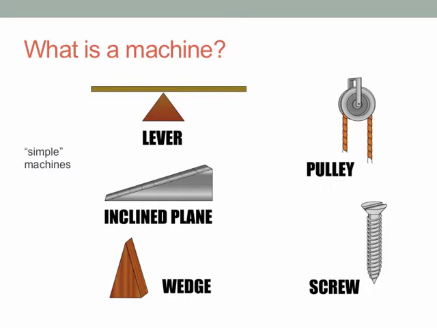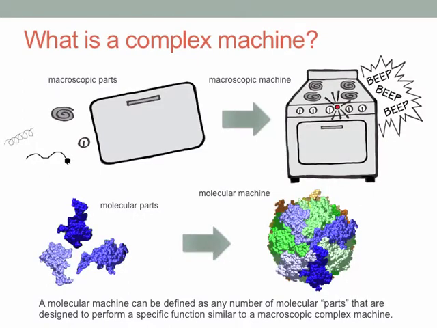Okay, so those are simple machines, and we use simple machines all the time. But another category of machines are complex machines. A complex machine is an assemblage of different parts, many different parts, that are designed to perform a particular function. So an oven, for example, is an example of a complex machine. An oven helps me cook dinner. It heats and cools when I ask it to. And so again, an oven is an example of a complex machine. It has many different parts inside of it.